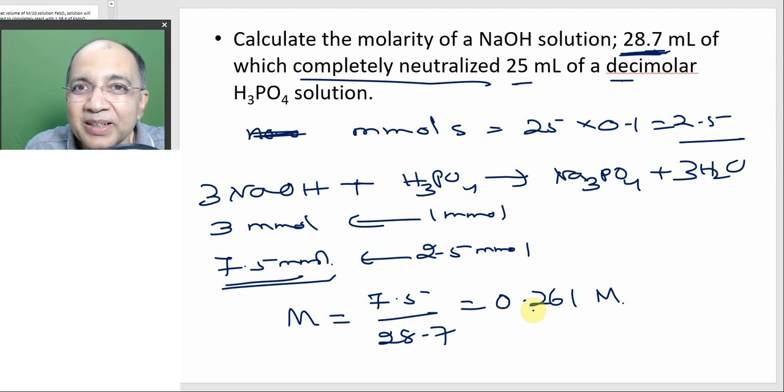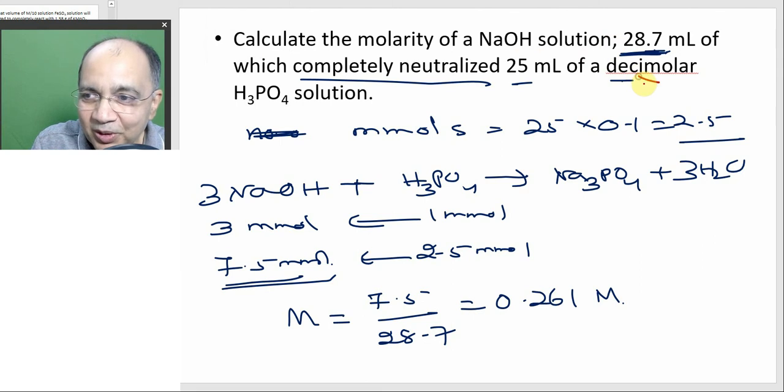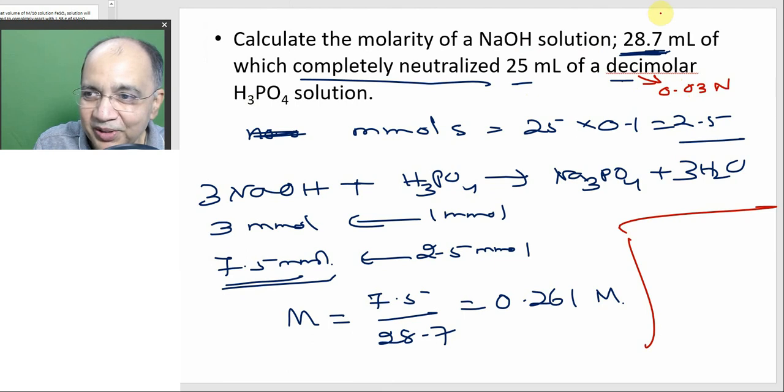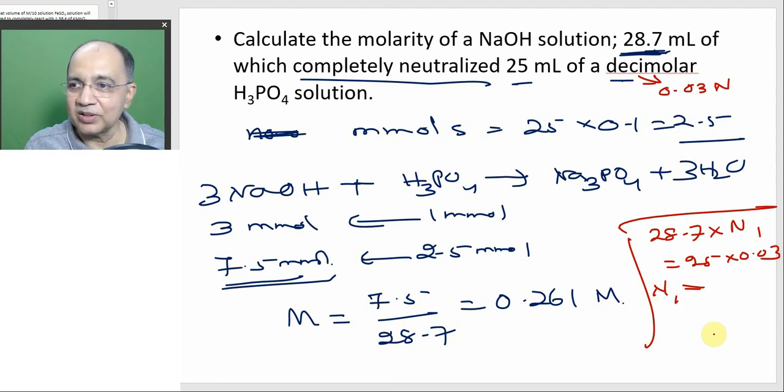Should we tackle this by the normality method? Will you allow me to do that? Yes, but unofficial, a secret mission. Now you convert it to normality. 0.1 M means, since the n factor is 3 here, it will be 0.3 N. Then in one line, V1N1 is equal to V2N2: 28.7 into the normality of NaOH is equal to 25 into 0.03.